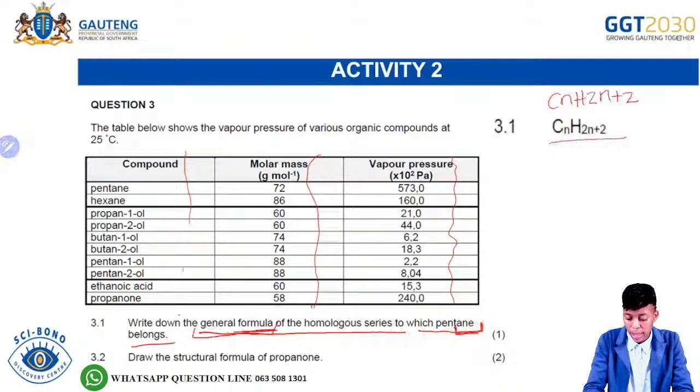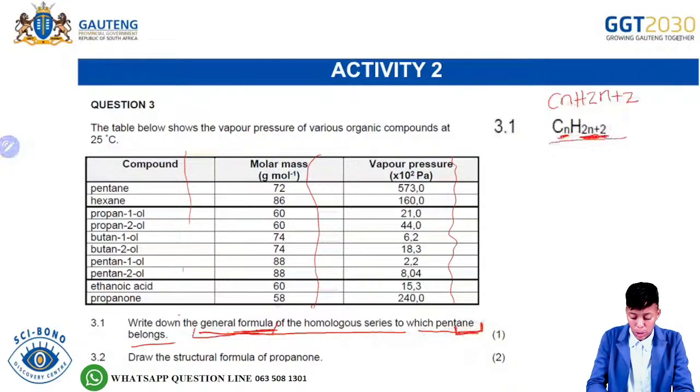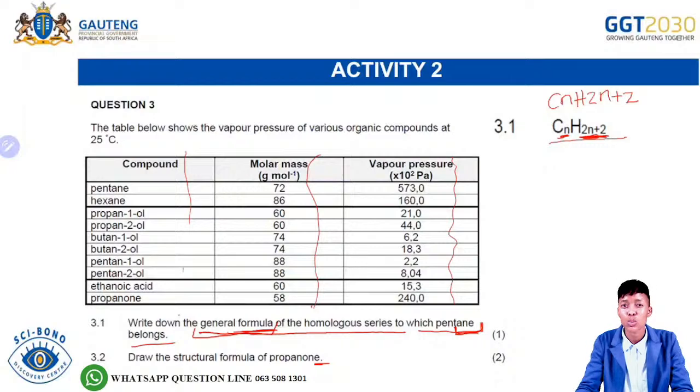Therefore, you will not be given a mark for that. So you must be careful as to how you write your n and your 2n plus 2. Then 3.2 says draw the structural formula of propanone. Before you do anything, you need to identify the homologous series. If it's propanone, the name ending is "one".